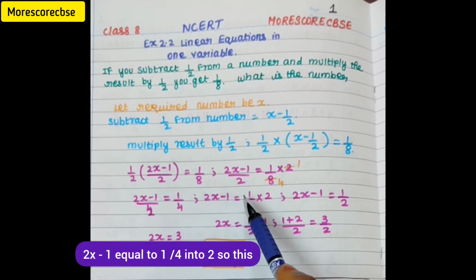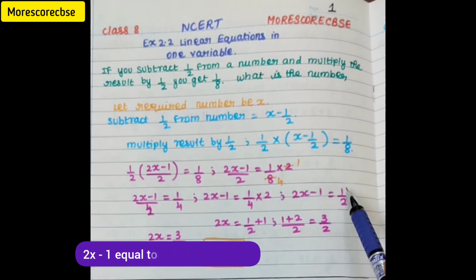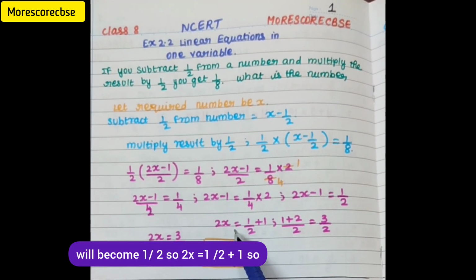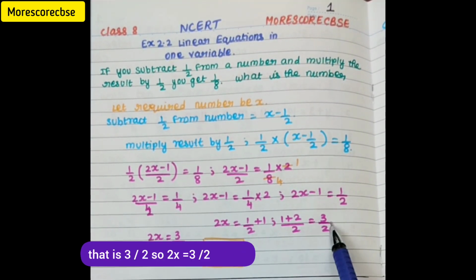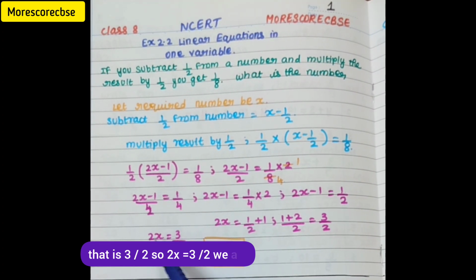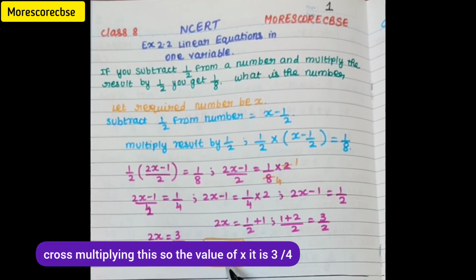So 2x minus 1 equal to 1/4 into 2. So this will become 1/2. So 2x equal to 1/2 plus 1. So that is 3/2. So 2x equal to 3/2. We are cross multiplying this. So the value of x is 3/4.